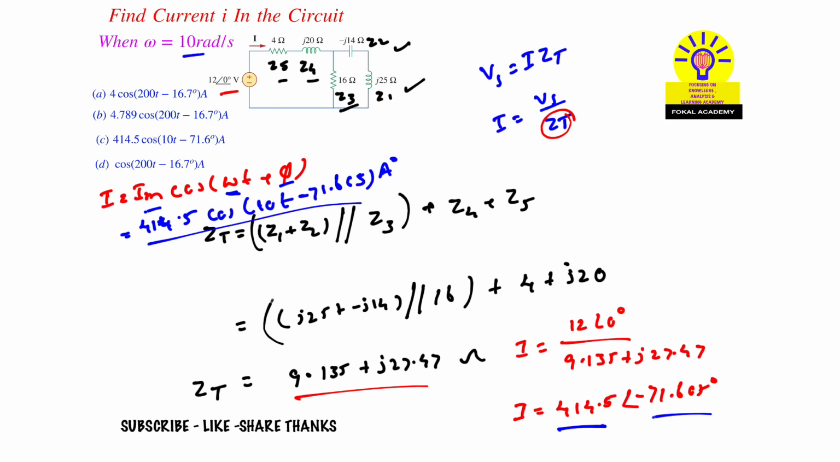So from the options, option C is the correct option, and this is the process of simplification.